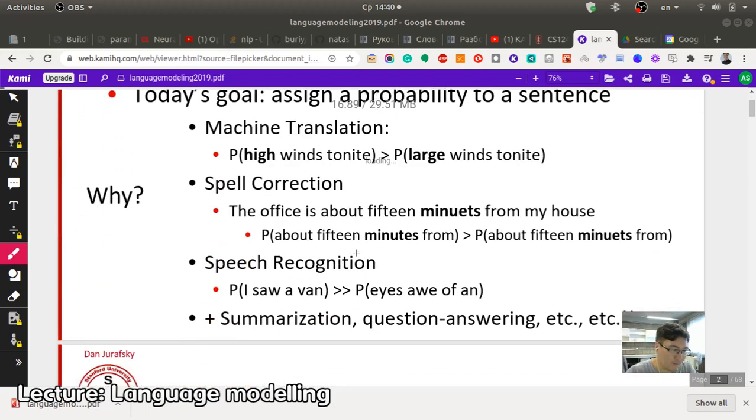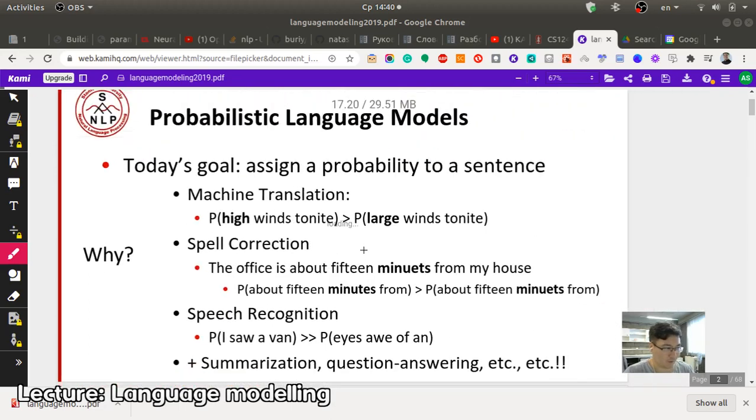So let's see what it says. Probabilistic language models. Today's goal: assign a probability to a sentence. What does it mean? For example, in machine translation. A probabilistic language model measures how possible it is for these tokens, these words, to occur together in a language. So, assign a probability to a sentence: how possibly can this sentence be in this language?